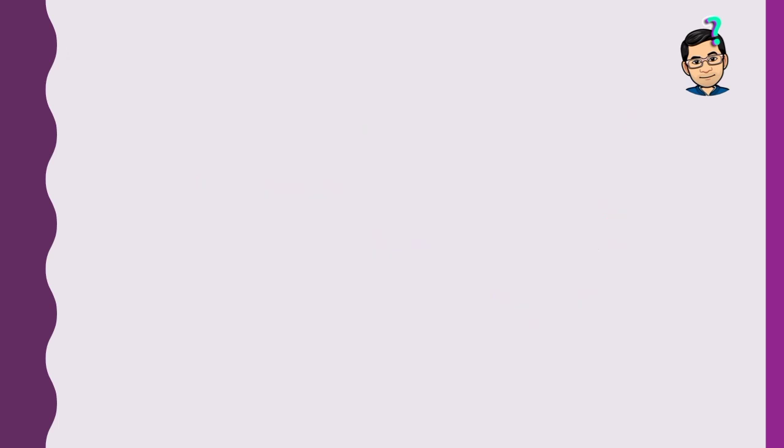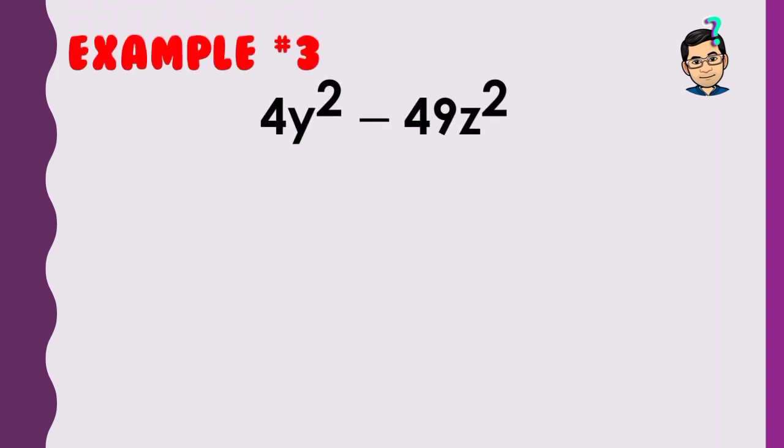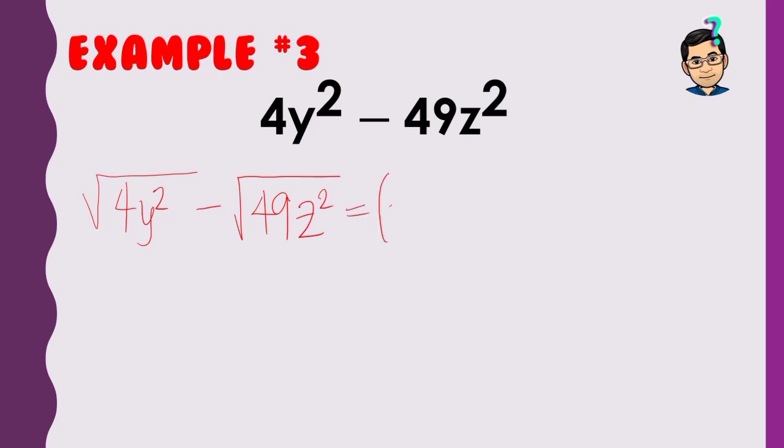Let's have the next example. 4y squared minus 49z squared. So, the GCF of 4 and 49 is 1. So, proceed tayo sa next step. Determine the square root of the two terms. The square root of 4y squared minus square root of 49z squared. So, what is the square root of 4y squared? 2y.